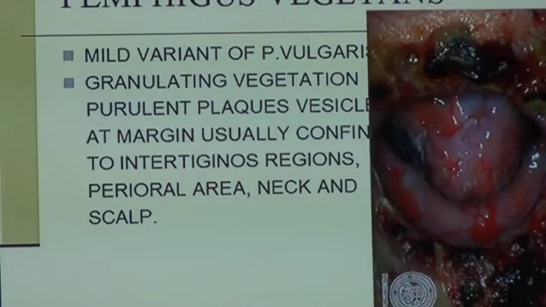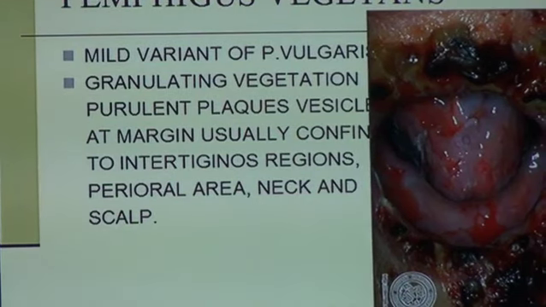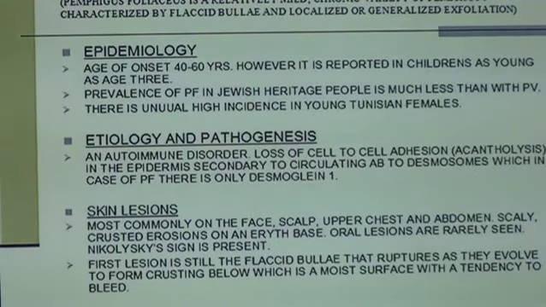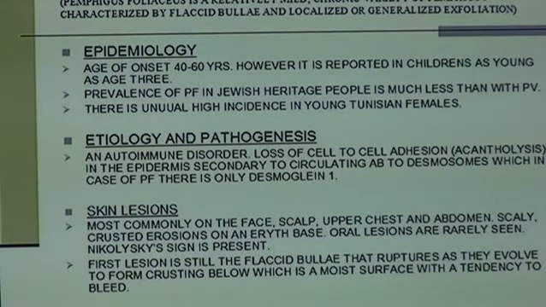The other variant of pemphigus vulgaris is pemphigus vegetans. It's a mild variant of pemphigus vulgaris. It's granulating vegetations, purulent plaques, vesicles at the margin, usually confined to the intertriginous regions, perioral area, neck, and the scalp. The entire course otherwise remains the same as vulgaris. The other kind is pemphigus foliaceus, which is a relatively mild, chronic variety of pemphigus characterized by flaccid bullae and localized or generalized exfoliation.